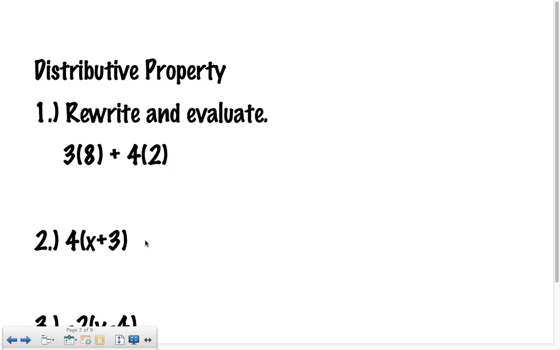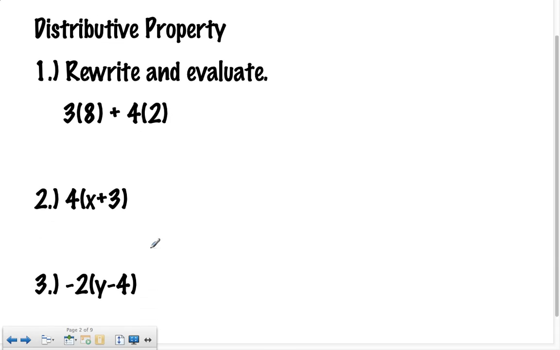Okay, so looking at the first question, we have distributive property, which is something you need to understand to be able to evaluate expressions. So the first thing we're going to do is rewrite this problem using distributive property, and then we're going to solve it. So distributive property is multiplying this outside number with the number on the inside of the parentheses. So that would be 3 times 8, which is 24, and then 4 times 2, which is 8. And then we're going to bring down the plus sign. So that's rewriting. That's this first part.